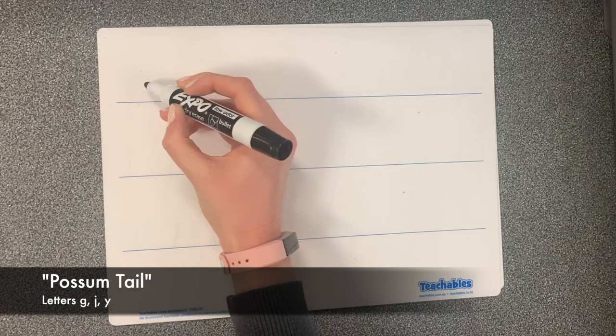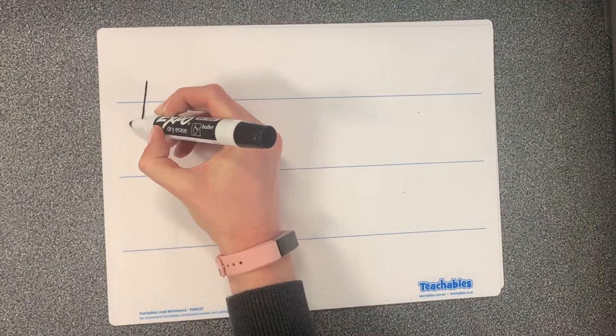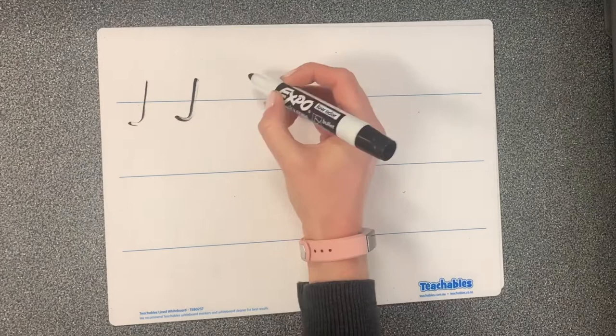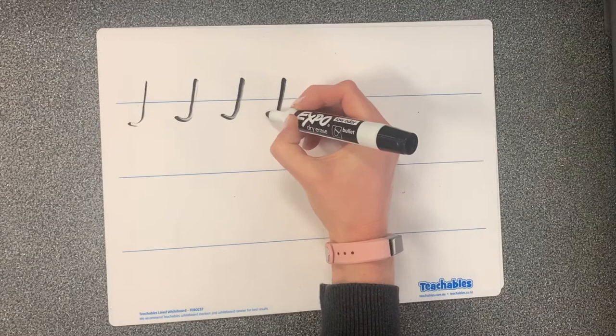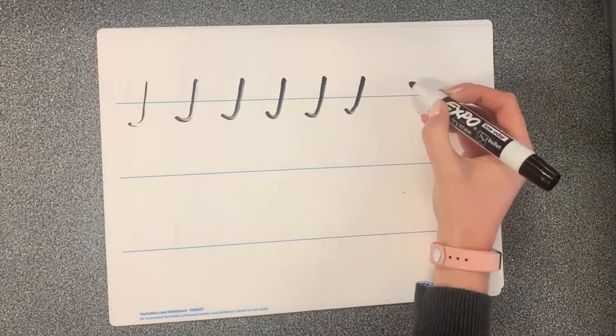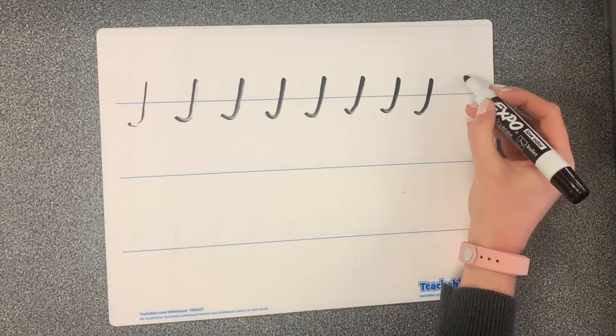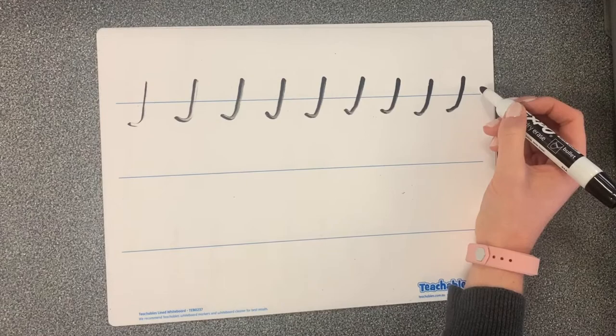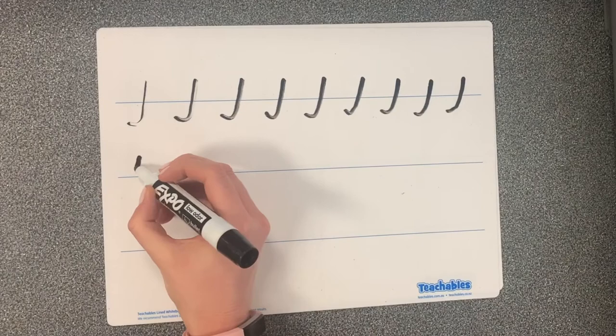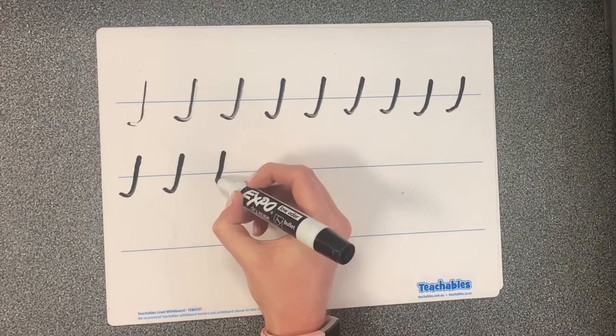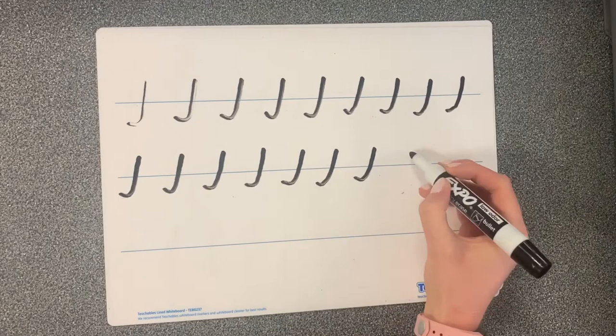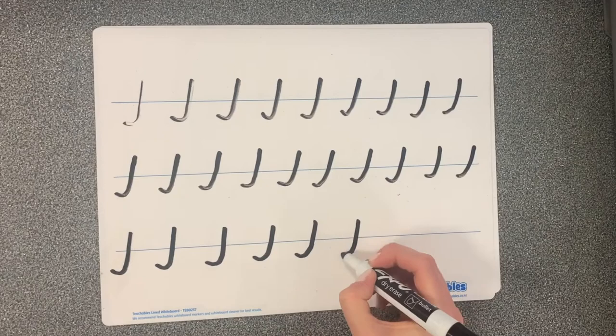We're going to do a short stick, but then we're going to continue down to do a possum tail shape. So again, short stick, possum tail, short stick, possum tail, and keep going. This is a fun one. It's a little bit of a curve at the bottom, not too much. This is our possum tail shape. So short stick, possum tail. And this is the shape that you will see when you are doing the letter G, J, or the letter Y. Let's sweep down, possum tail. Remember, it's about doing your best work, not your fastest work, your neatest work. And you're all finished. Well done.